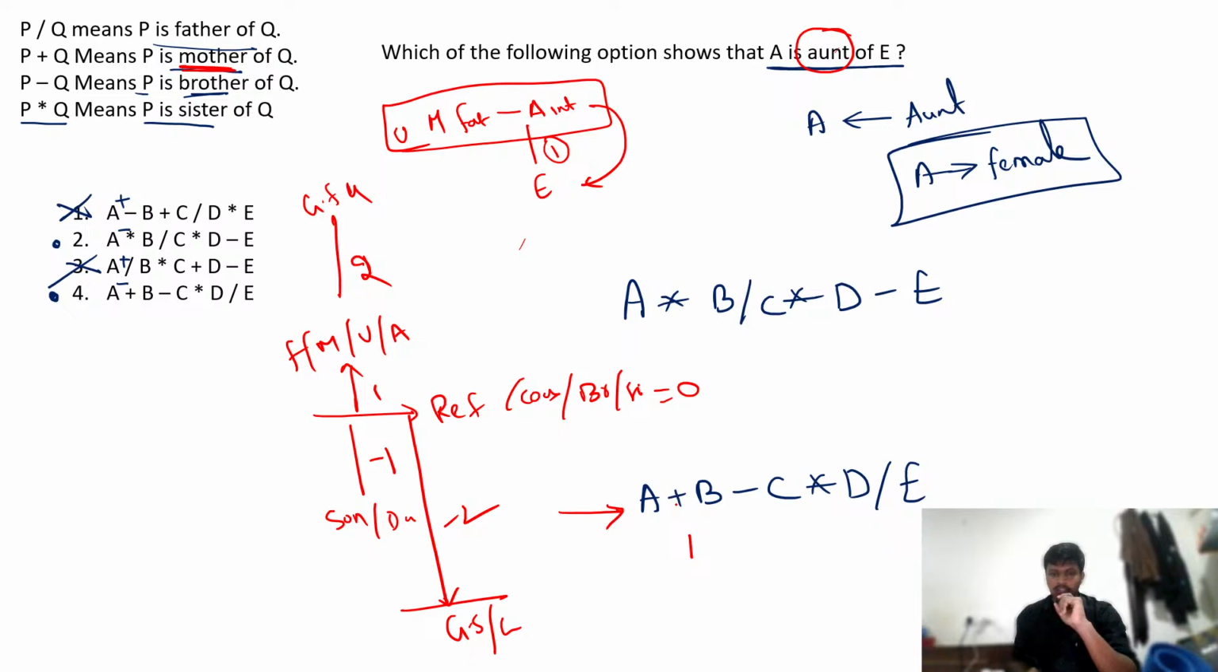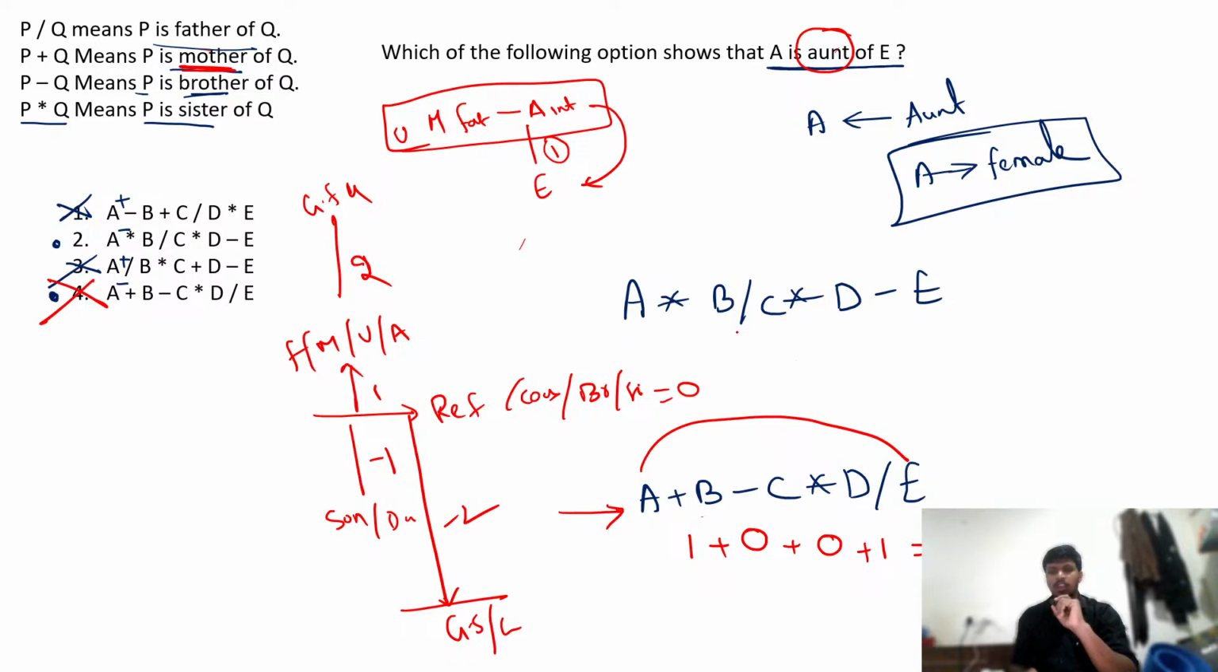If I go to option D, A plus B means A is mother, so 1. B minus C means B is brother, 0. C into D means sister, 0. D by E means father, 1. But I want in between A and E, so you have to add all of them. In between A and E you got 2, but I want only 1 generation gap. So this is also not my answer.